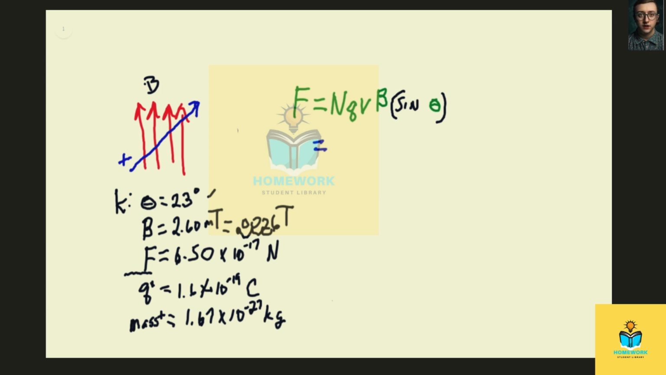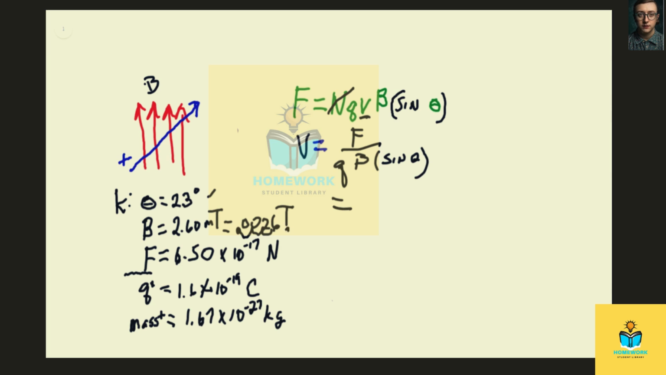The general formula is force equals the number of particles traveling through the magnetic field times the charge of those particles times the velocity of those particles times the magnetic field strength times the sine of the angle. Now, we don't need N because we're only dealing with one particle. Rearranging this formula for V, we have F divided by Q B, with B the magnetic field strength, times the sine of theta. All right? Replacing those numbers.